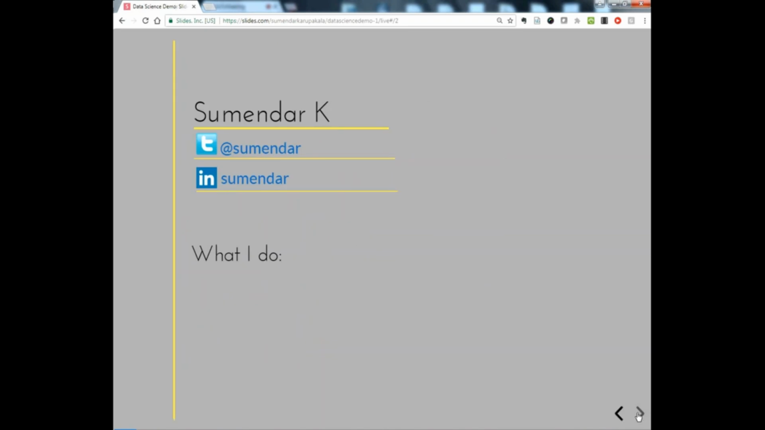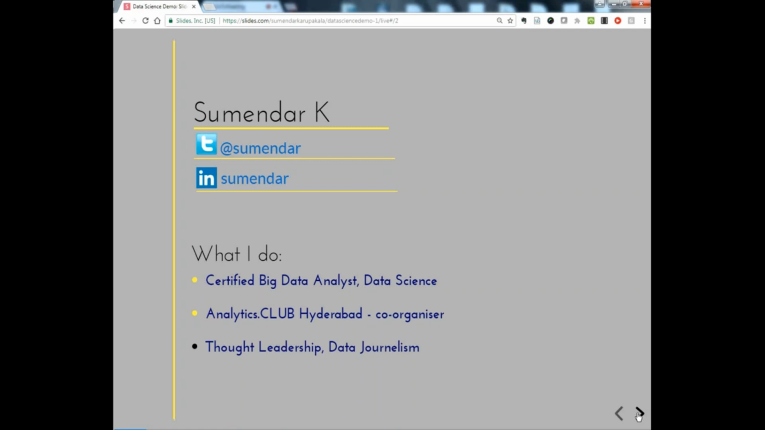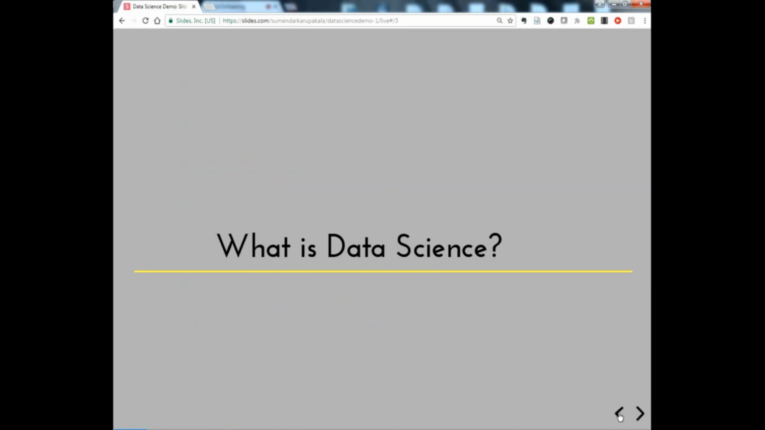Before moving on, my name is Sumender, and I'm a certified big data analyst in the data science field. I'm also the co-organizer at Analytics Club Hyderabad, which is a community group of data science and data analytics community members from local Hyderabad. My interest is data journalism and thought leadership, especially. So these are the things about me. Now we'll see what data science actually is.